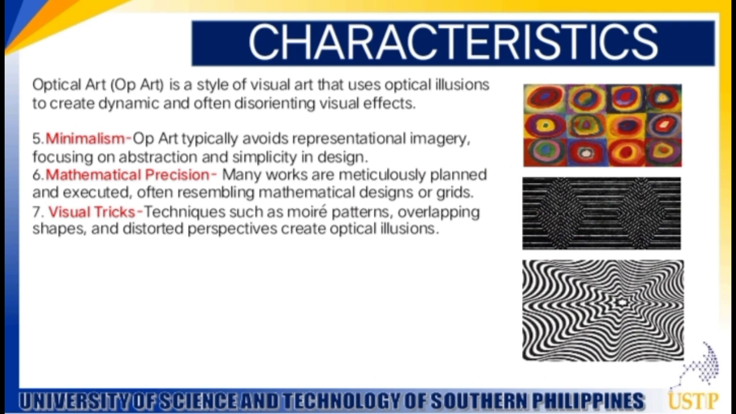Visual tricks. Visual tricks of op art use patterns and shapes to confound our sight in amusing ways. For example, a design could feature wavy lines that appear to move or alter when you gaze at them. These tactics produce intriguing optical illusions, adding to the art's appeal.